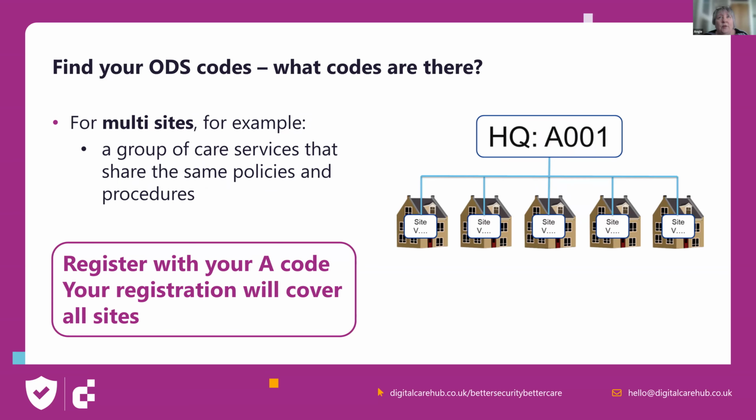Okay, so for multi-sites, for example, a group of care services that share the same policies and procedures, they'll have an A code, so a head office code, plus site codes for each site. So what you can do is register under your A code, and that will cover all your sites. And when you come to complete, you'll see that there's an area where you can tick all your sites that you want to complete for.